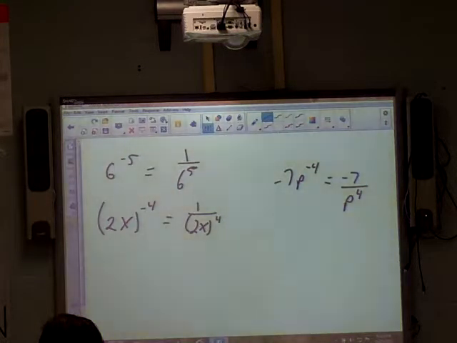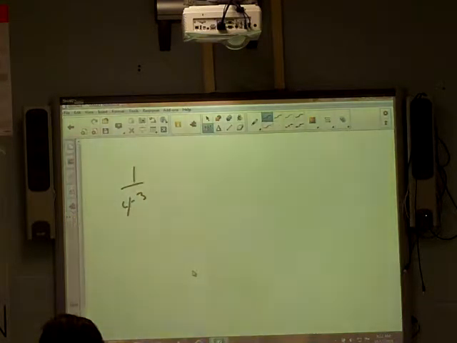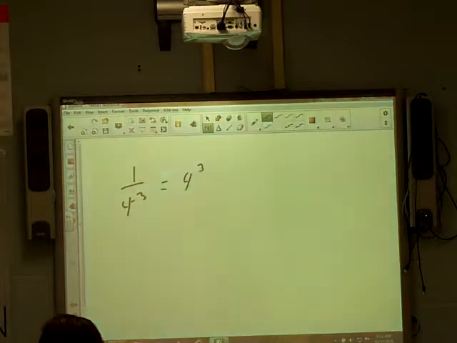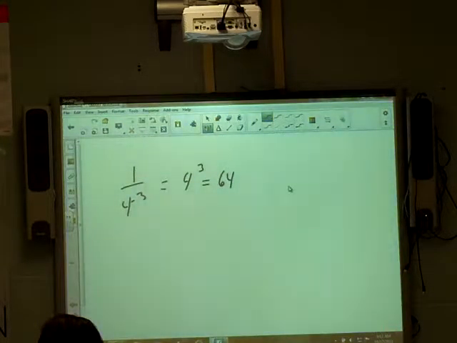Now, if they're written a little differently, this one says 1 over 4 to the negative 3rd. On all the previous ones, the negative power was on top. Now I put it on bottom. When it was on top, we put it on bottom and made it positive. So if it's on bottom, put it on top and make it positive. So this would be the same as 4 to the 3rd. The directions on this one actually say to evaluate. So 4, 16 times 4, 64. Correct. All righty.